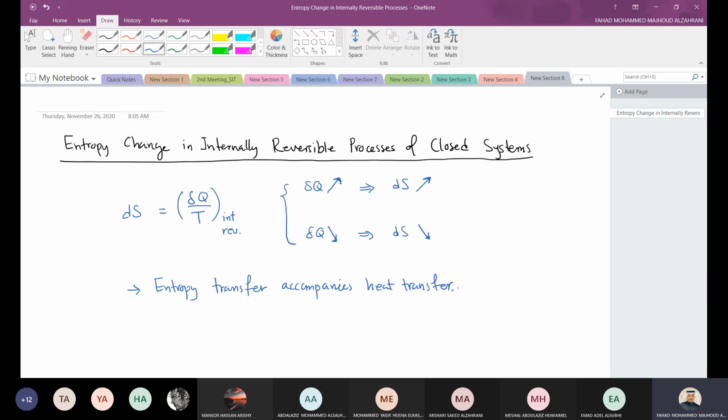معقولة يعني once we have heat transfer there will be entropy transfer? Unfortunately, this is يعني life. Once I have heat transfer, entropy will also transfer. This is one important concept to understand. So entropy transfer accompanies heat transfer.